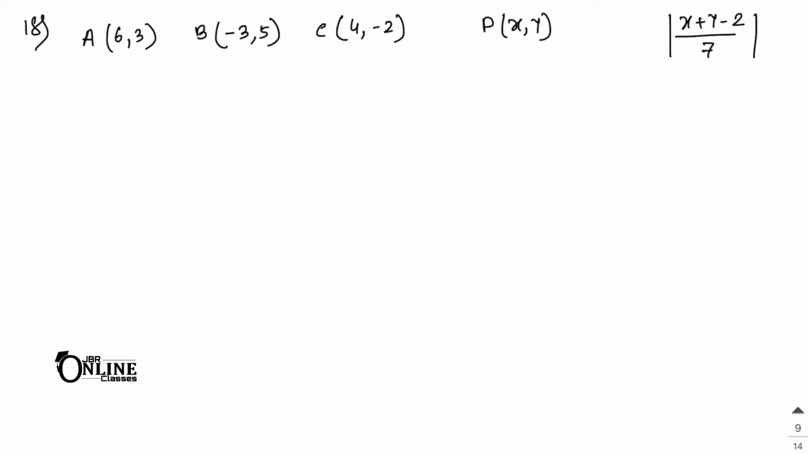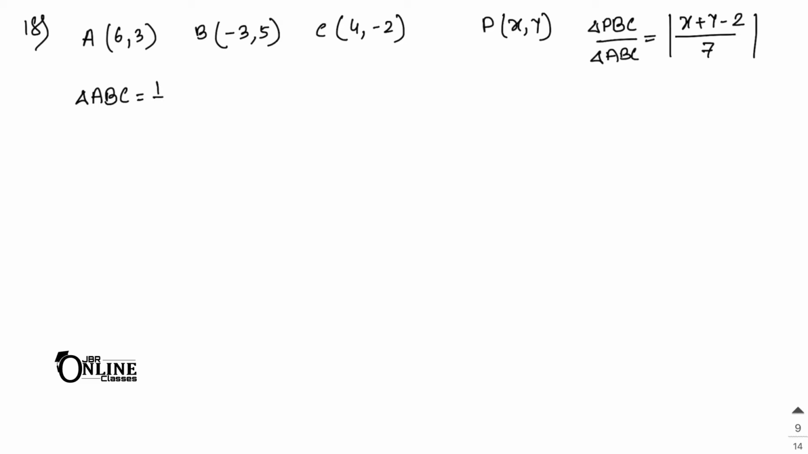Now sum number 18. In sum number 18, the coordinates of A, B and C are given. P is any point, that is (x, y), so that the ratio of the area of the triangle PBC and the area of the triangle ABC equals this one. You have to prove that one. So first you have to find out the area of the triangle ABC.